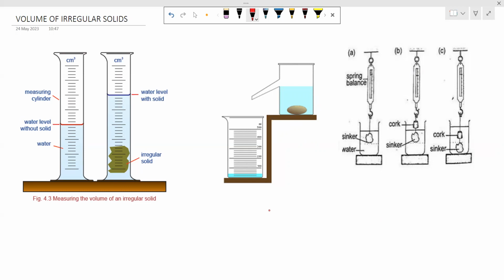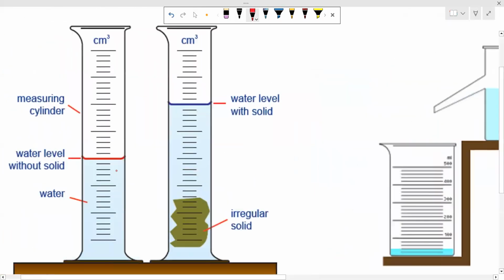According to physics, the water that comes out or rises is equal to the volume of the solid or the substance or anything that is floating or immersed inside. Simple भाषा में समझेंगे तो suppose you want to measure the volume of this irregular solid. So how will you measure the volume of this irregular solid?